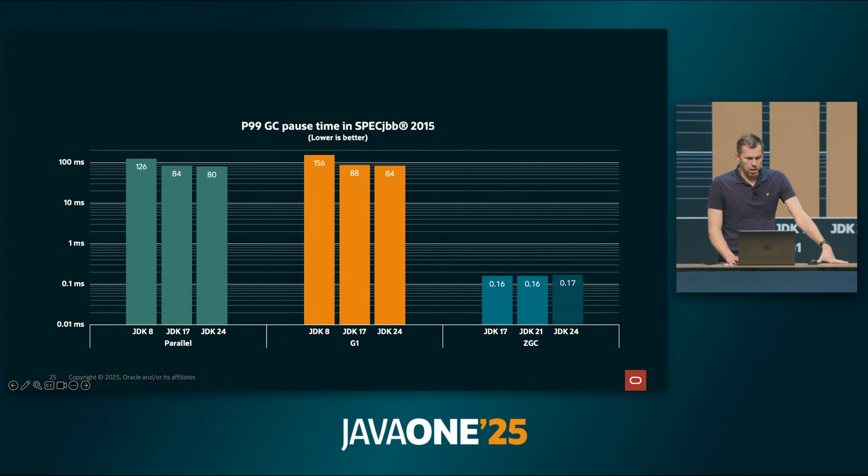Looking at the G1 and parallel numbers, pretty impressive improvements, but in this kind of chart, it doesn't really show up. That's why I had the normalized chart before. But cutting down the pauses to around 80 milliseconds for both G1 and parallel is pretty impressive.